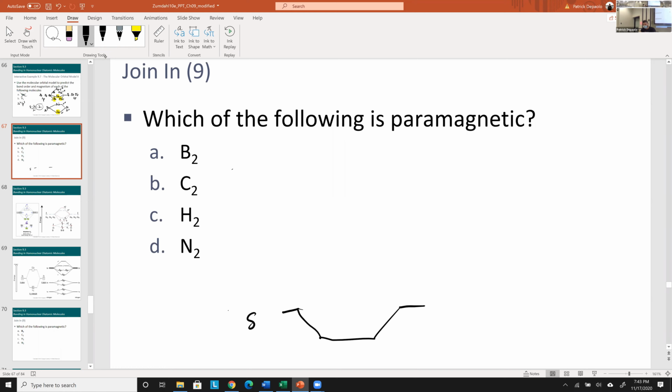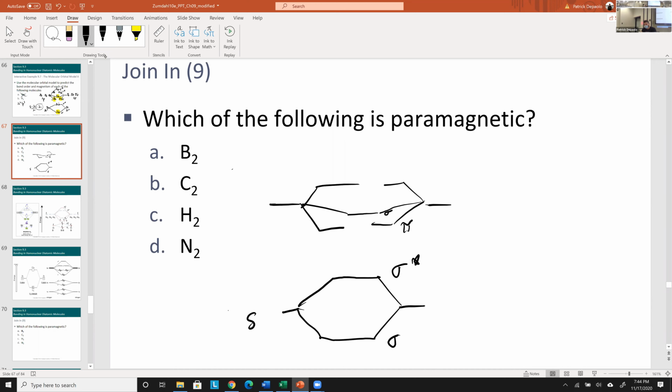We have our sigma, and we have our sigma star. And then for these, we have our pi bonds, which is going to be pi. Then we have sigma, and then we have pi star, and then up here we have sigma star. And this is our p orbital, so we have 3 open slots for electrons. Okay, now hydrogen first. Hydrogen we know has 1 here, 1 here, so our 2 electrons would go there in our bonding orbital.